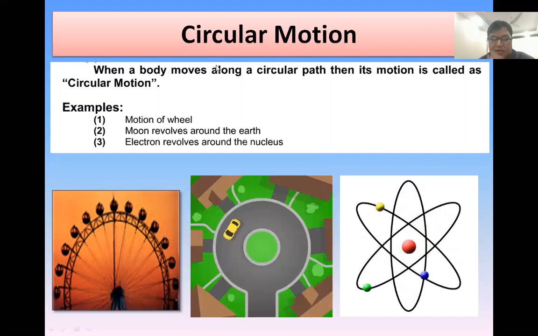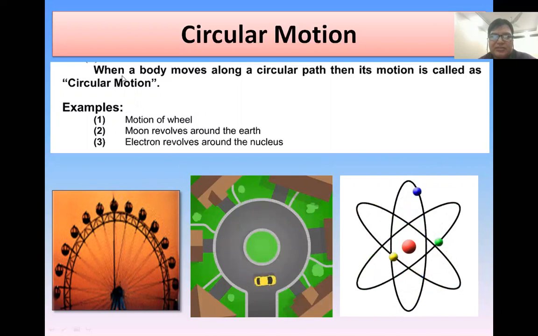It's very simple. When a body moves in a circle, its motion is called circular motion. Look at this one. The motion of the car is circular motion. Different electrons moving around the nucleus, their motion is called circular motion. When this wheel moves, its motion is called circular motion. So there is no need to think more than that. When you move in a circle, your motion is called circular motion.